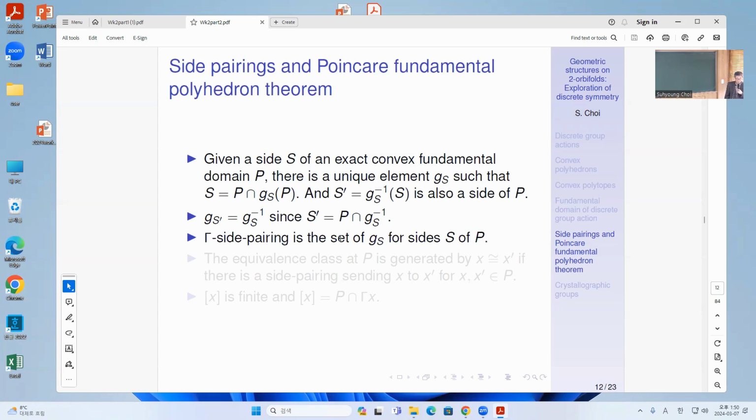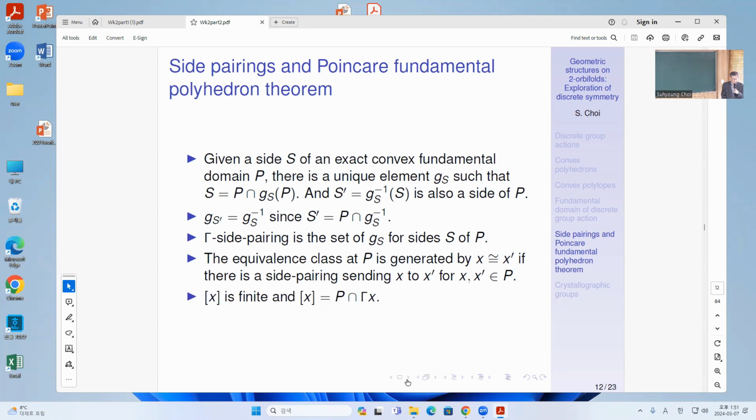So the side pairing of gamma is the set of gS for sides S of P. The equivalence relation on P is generated by x equivalent to x prime if there's a side pairing sending x to x prime, for x prime in P. It will give you equivalence classes of the boundary points of P only. And the class of x is going to be finite if it's a locally finite fundamental domain, and it is going to be P intersect the orbit of gamma x. You can verify that.